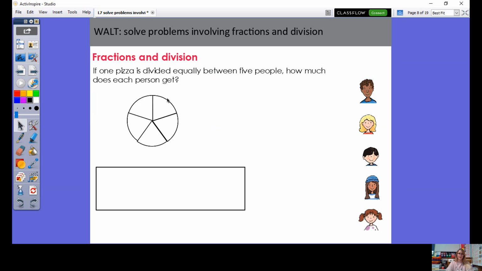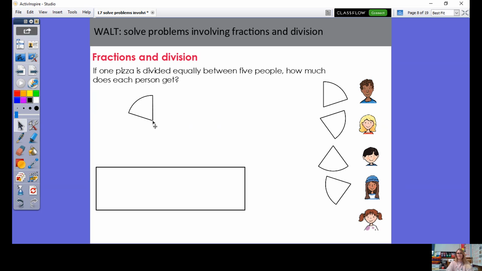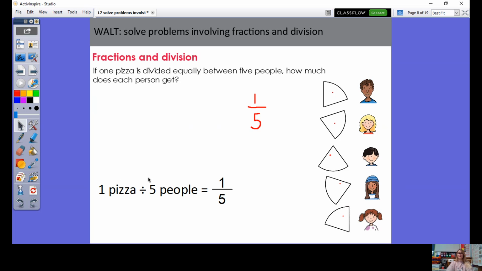Okay, hopefully you've managed to think about that. So if I share out the pieces between, I get 1, 2, 3, 4, 5 equal pieces for 5 people. So each person received 1/5 of my pizza. 5 parts make up the whole because 5/5 is equal to 1 whole. So each person is receiving 1/5. So similarly, 1 pizza divided by 5 people equals 1/5.